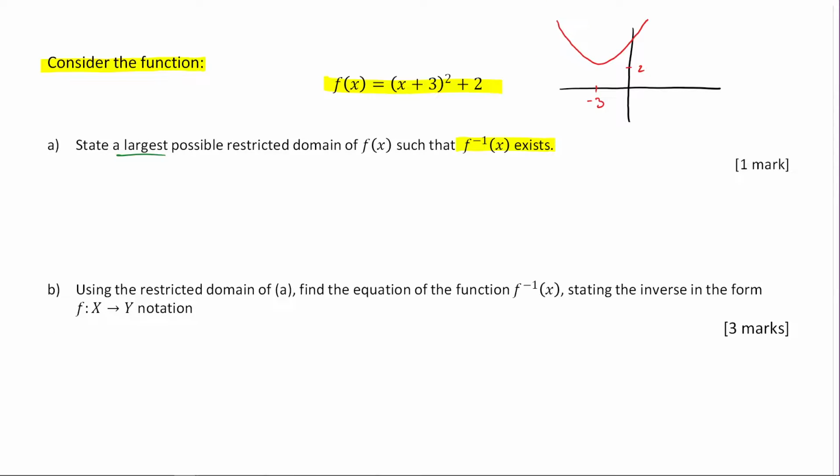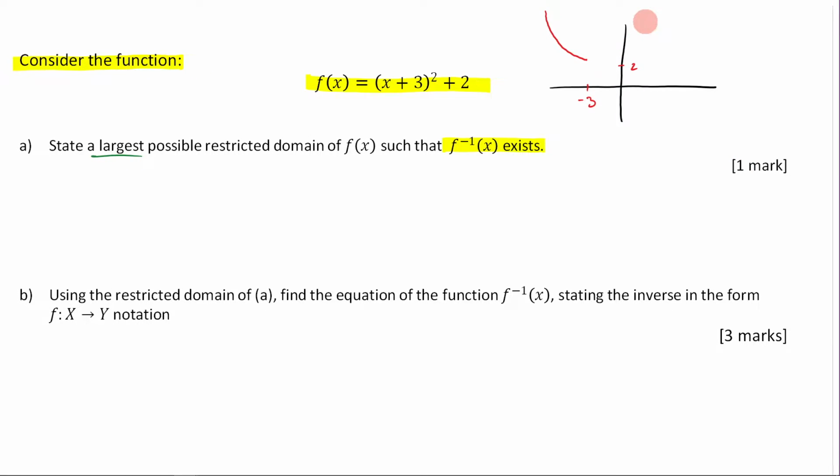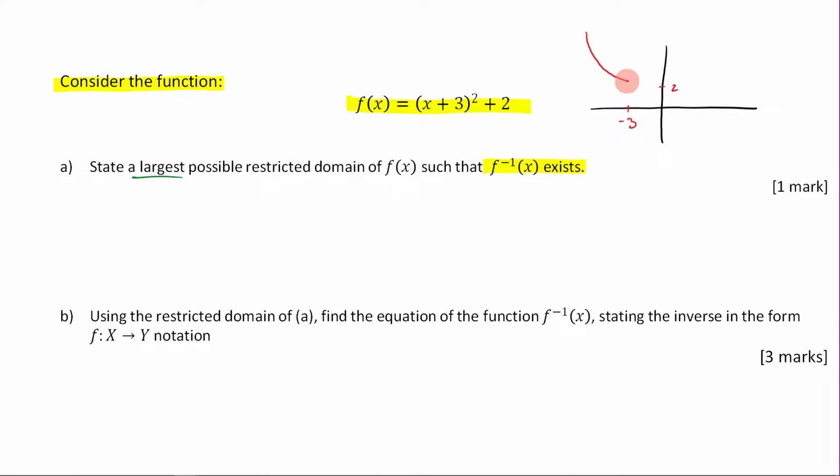So what do I mean by this? That means that I'm only going to consider either this part of the graph or this part of the graph, but not both. For this one, I'm just going to consider this part of the graph, but you could do either one. As it says, state a largest possible domain. There are two options here. You could have chosen either this part or this part of the graph. It doesn't matter, but let's just choose this part of it.